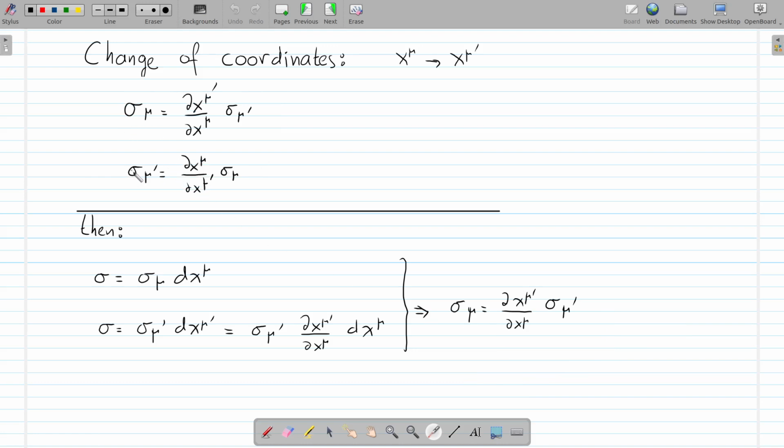Inverting this relation, we can obtain the components of sigma in the x mu prime coordinate system in terms of sigma mu. For that, we have to use the inverse of the linear transformation, the first equation here, and that is given by the inverse matrix of the derivatives, x mu prime with respect to x mu, which is given now by the matrix obtained by the derivatives of x mu with respect to x mu prime.